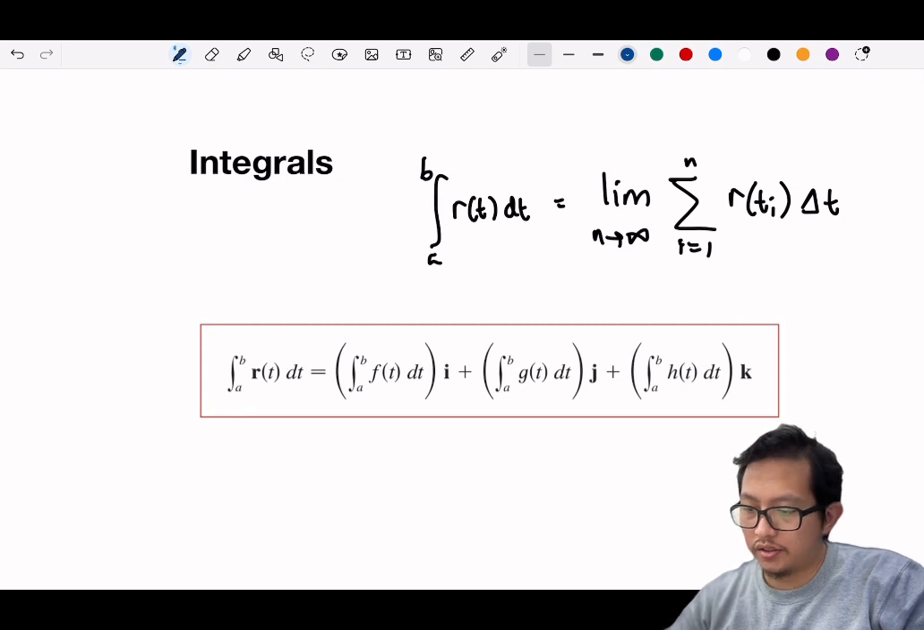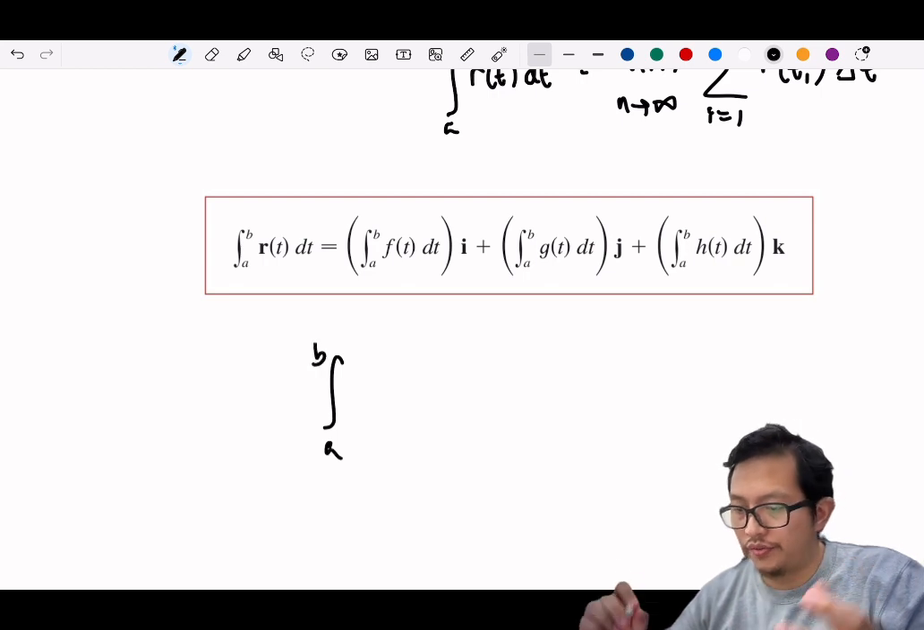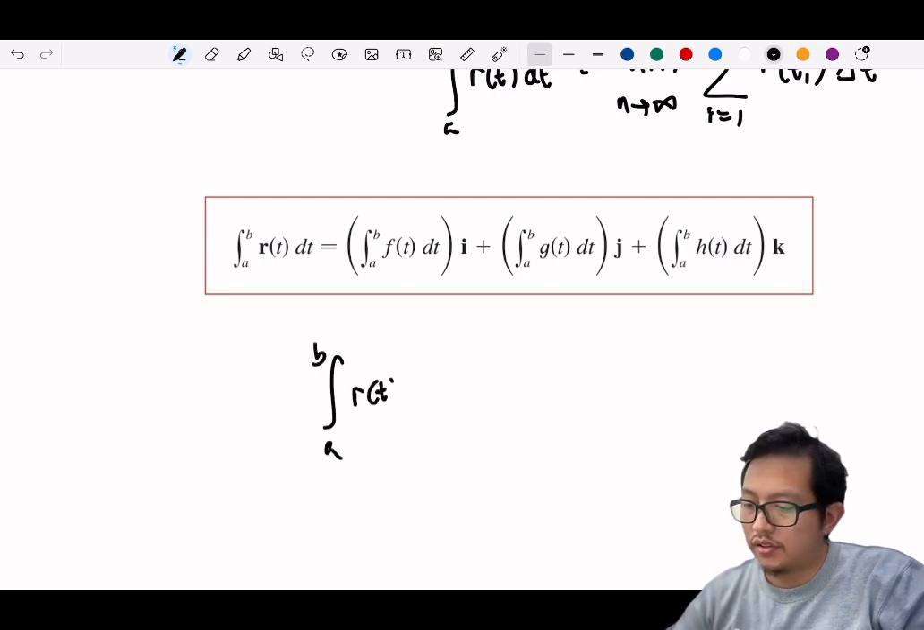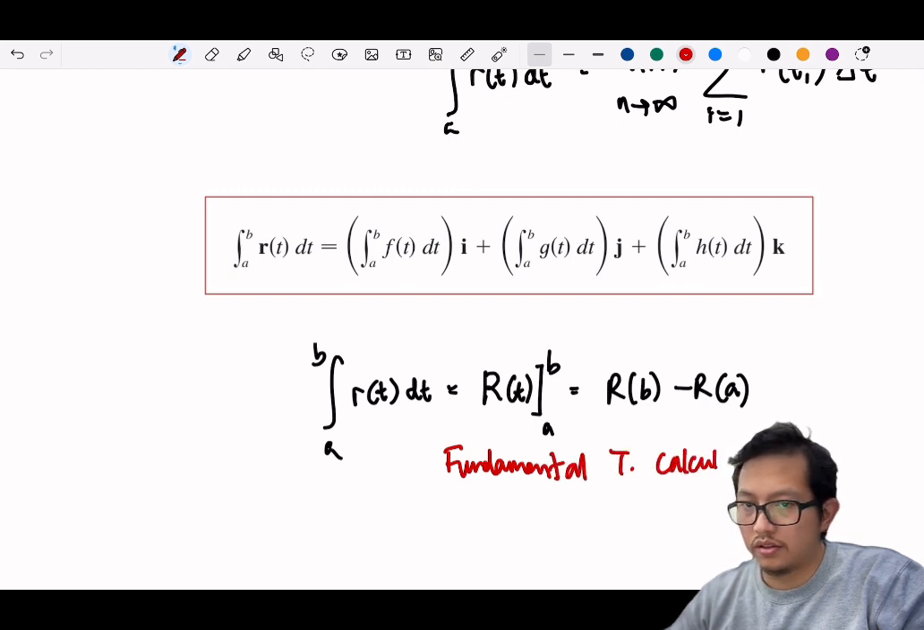Another part of the integral that I want to write as a review: if you have the integral, you can write it in terms of the antiderivative, which is r of b minus r of a. This is from the fundamental theorem of calculus. So we say that this will be the antiderivative.